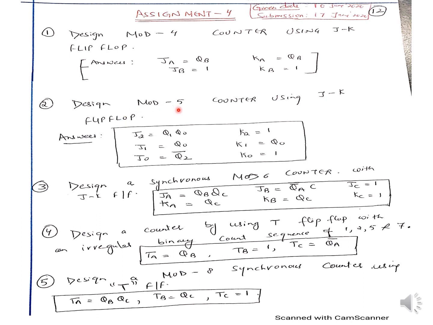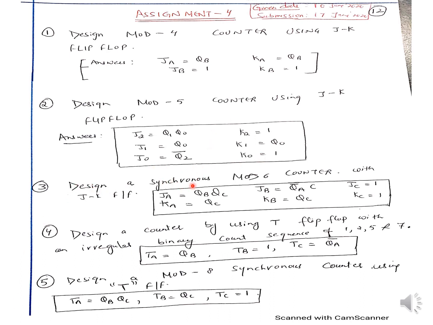Next is design a mod 5 counter using JK flip-flop. Mod 5 means how many states will it count? It will count 5 states. Okay. The rest of the states which will be remaining will be used as don't care. Because it is mod 5, you will take 3 flip-flops, because you will use 8 states. So the rest of the 3 states will be used as don't care. Okay, and then those are the answers for your verification. When you design, you can verify your answer.